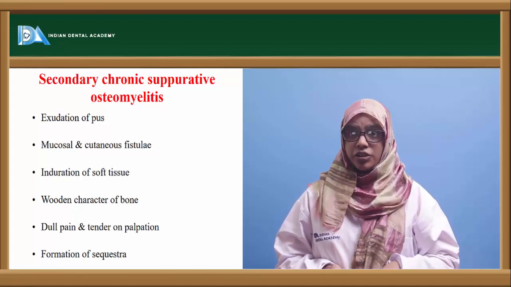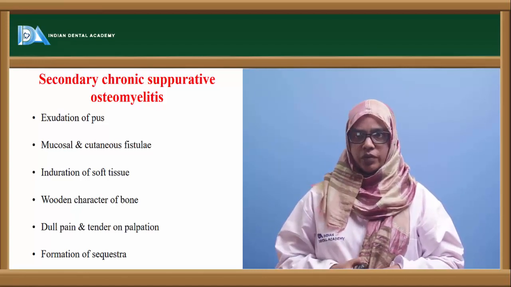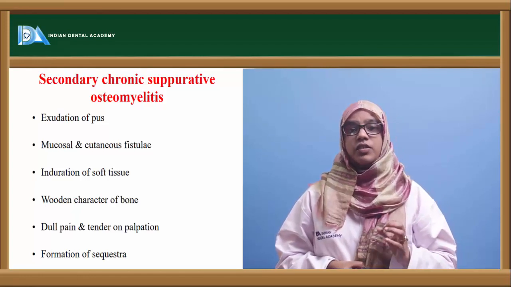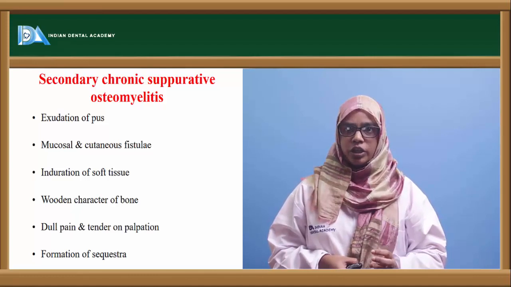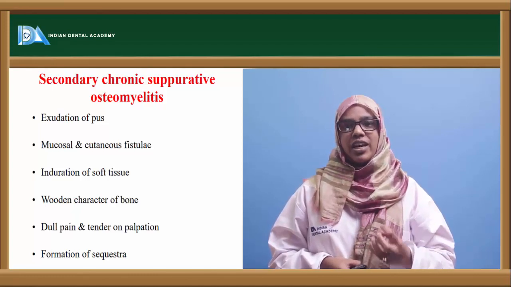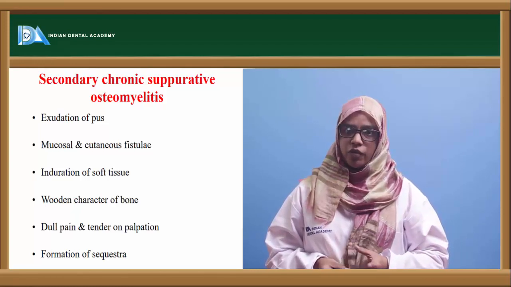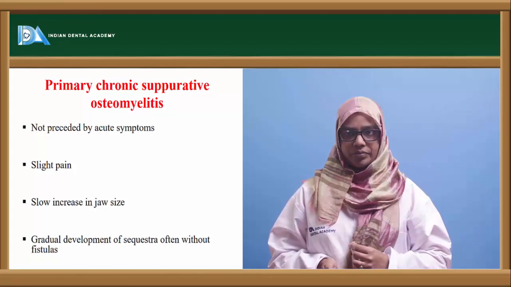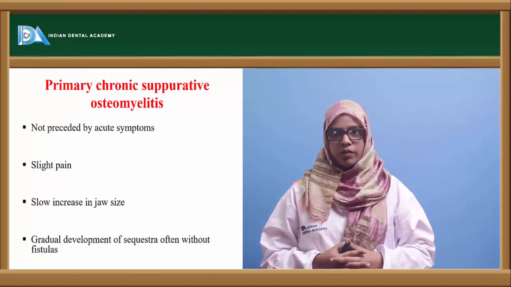If this condition is not controlled, this will result in secondary chronic suppurative osteomyelitis, wherein there is frank pus formation, mucosal cutaneous fistula, induration of soft tissue, woody characteristics of the bone, dull pain and tenderness on palpation, and formation of sequestra.